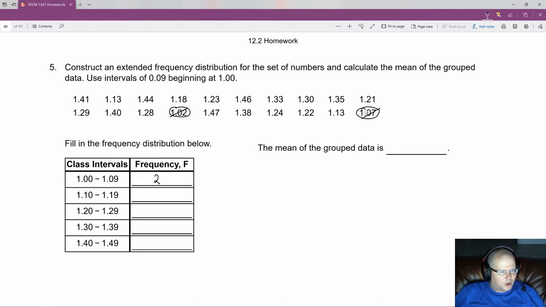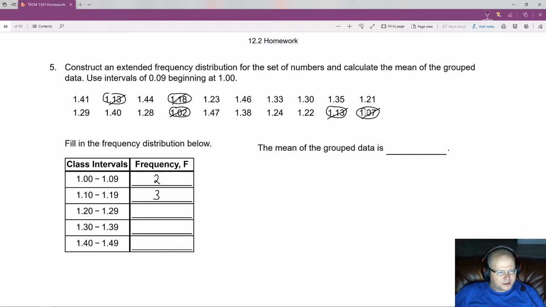Next, we're going to pick 1.10 and 1.19. So it looks like we have a 1.13, and I'm going to go in order, but there's a 1.18 there that obviously would fit, but I'm going to go over here. There's another 1.13, then we'd have a 1.18, and that's it. So these three would go into this category right here. I'm going to cross this out just to make sure I'm keeping track as I use them.